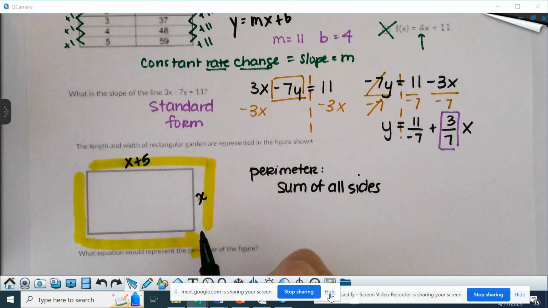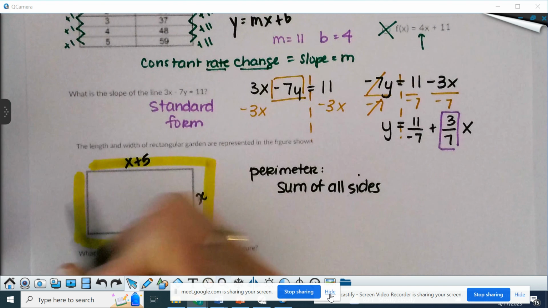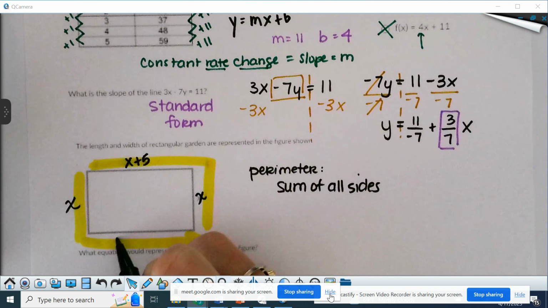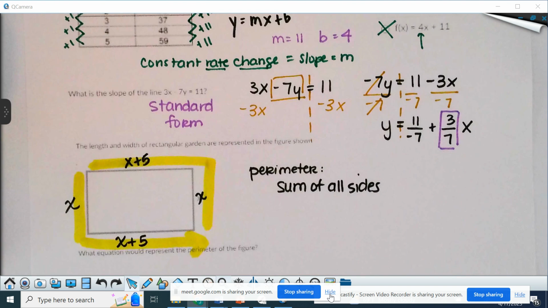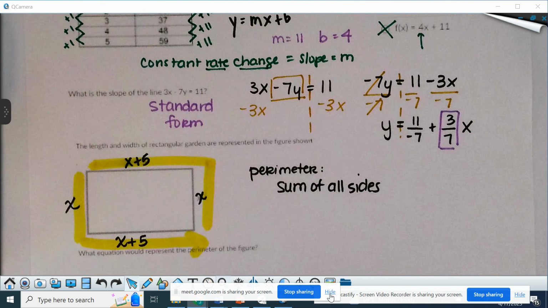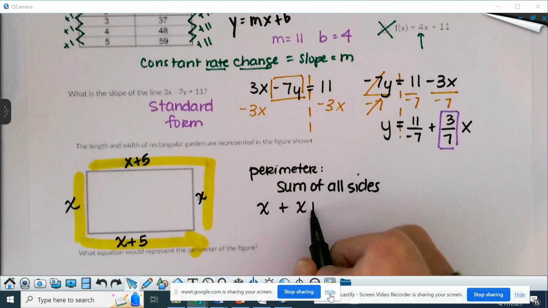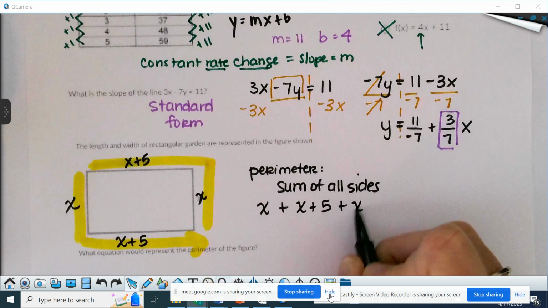So because this side is x, we also know this side is x. Because this side is x plus 5, we know this side is x plus 5, because it says it's a rectangle, and opposite sides in a rectangle are going to be congruent. So you're just going to take all these and add them together. So x plus 5 plus x plus 5.